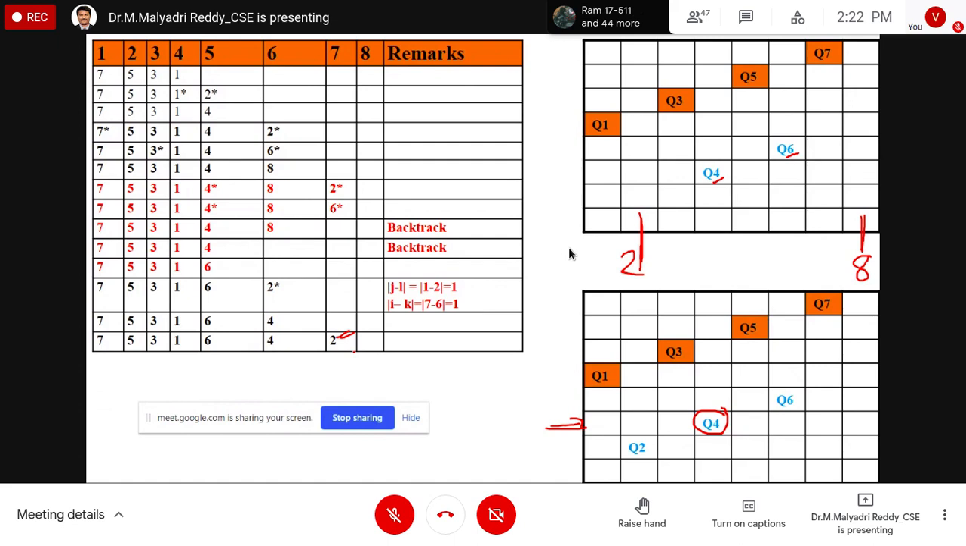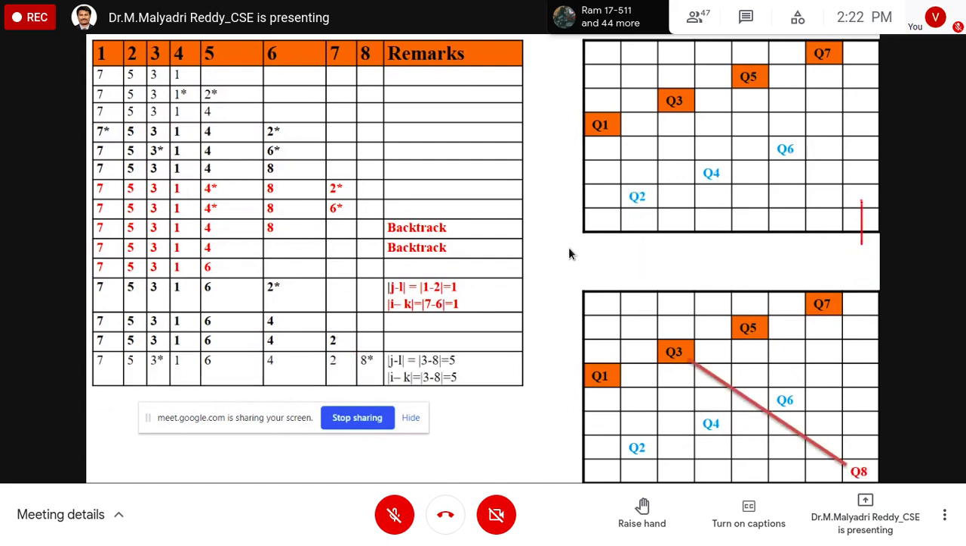Next, I have to place the Q8. Only one feasible place is there, and in that I place the Q8. While placing the Q8 in the last row, while checking the diagonal conflict, I get some conflicts with respect to Q3, Q3 and Q8. That means Q8 is unable to be placed in the 8th row because of a diagonal conflict with Q3. So it is not a suitable place.